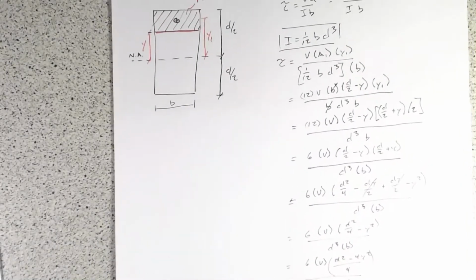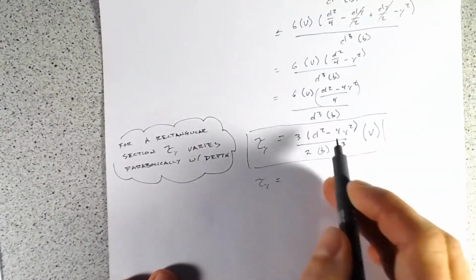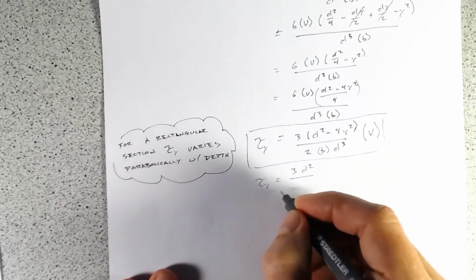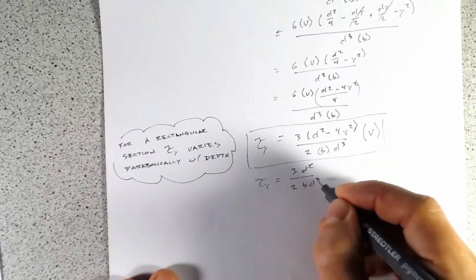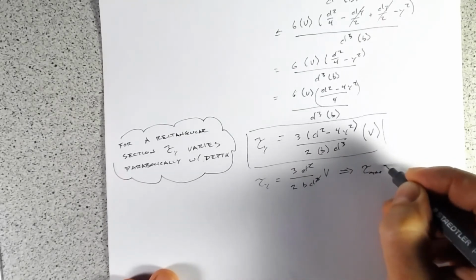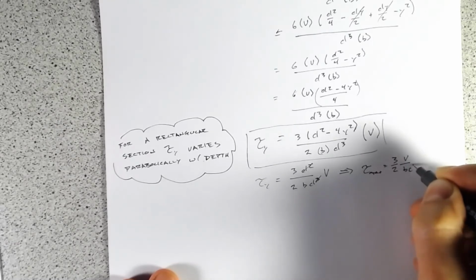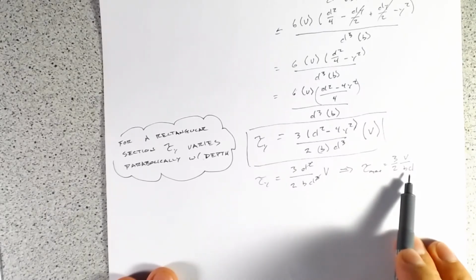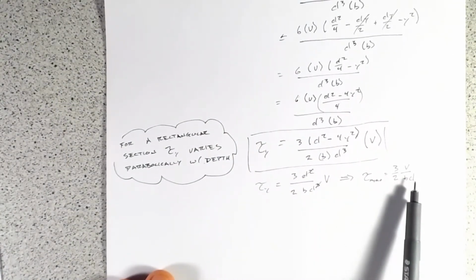For the neutral axis, that's when y equals 0. If we plug y equals 0 into tau y, we get 3 times D squared over 2 times B D cubed, times V. The D squared cancels out, and we get tau max equals 3 over 2 V over B D. This is kind of interesting, because this is what we first looked at with average shear stress. B times D is just the area. So the maximum shear stress for a rectangular section is 3/2, so 50% larger than the average shear stress.